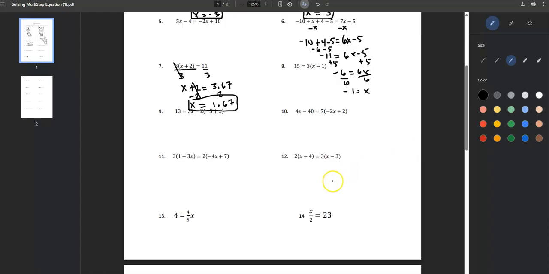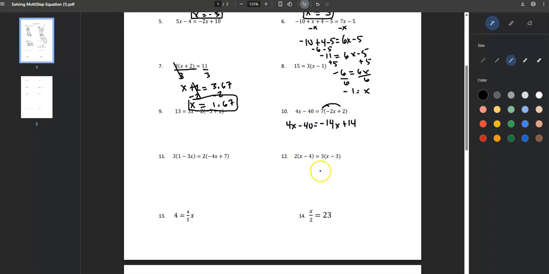Let's look at this number 10 here. So number 10, I have parentheses, and then I have no parentheses. So I'm going to take care of this parenthesis. This one I have to distribute. It just makes it easier. So I'm going to distribute that. That's what I'm talking about, what we could have done on number 7. So for this one, I'm going to go negative 14, because 7 times negative 2 is negative 14x. And then 7 times 2 is 14. So that gives me that expression, and then I'm going to rewrite.